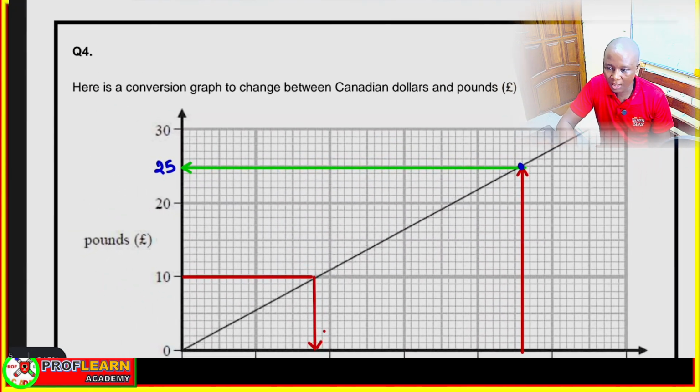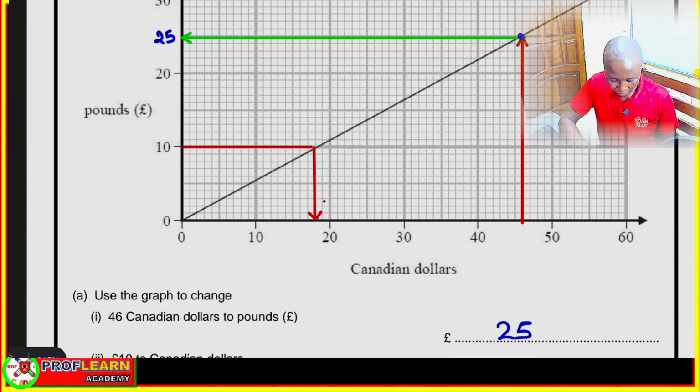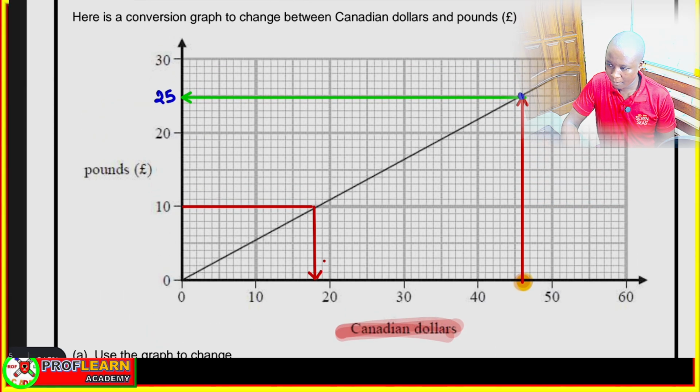Another area is conversion graphs. Conversion graphs is also another area that you might be asked to work out or to use. For instance, here we are given 46 Canadian dollars to pounds. So you can see we have to pounds. So then you're going to go to the section of Canadian dollars. You check where you have 46. 46 with our scale is approximately at this particular point. So with this particular point, you need to move up. You shall move up all the way, then you can read the reading that you have here.